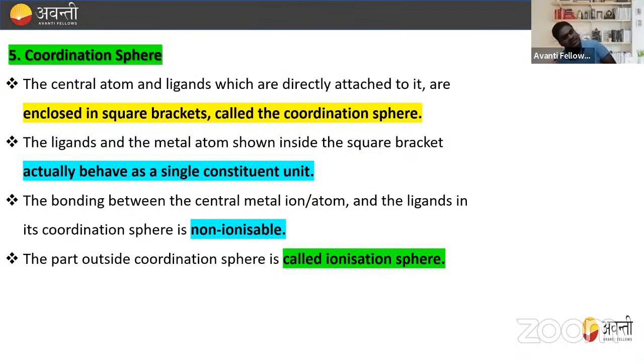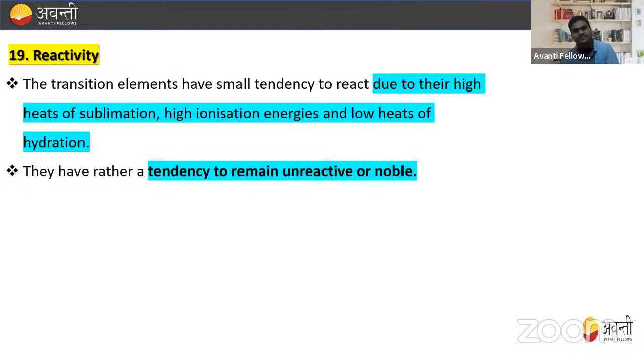Now, what is the coordination sphere? The central atom and the ligands which are directly attached to it, enclosed in the square bracket, are called the coordination sphere. Right? We already studied this thing. The ligands and the metal atom shown inside the square bracket behave as a single constituent unit. The bonding between the central metal atom or ion and the ligands in the coordination sphere is non-ionizable, right? It means it does not dissociate. The part outside the coordination sphere is called the ionization sphere, because this consists of ionizable ions which can ionize, right?